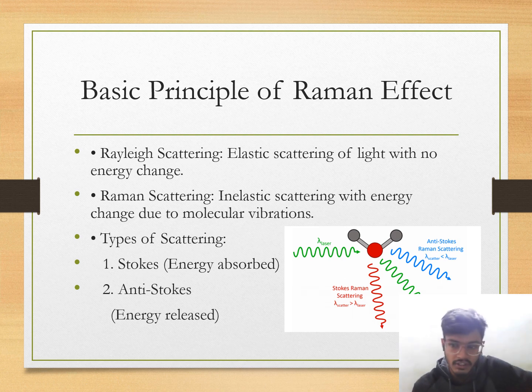Basically, in the Stokes shift the scattered light has a longer wavelength, that means lower energy, because the molecule absorbs the energy. And in the anti-Stokes shift, the scattered light has a shorter wavelength, which means higher energy, because the molecule releases energy. The shift in wavelength provides a molecular fingerprint, revealing information about the material's molecular structure, bonding, and environment.